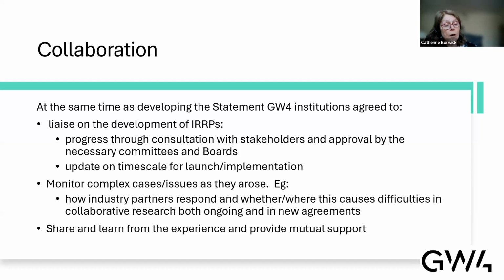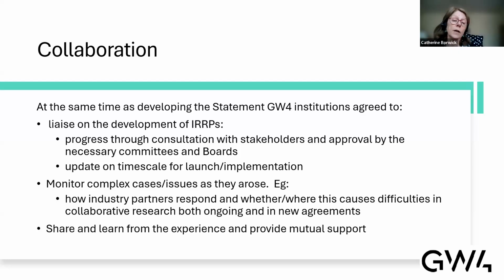So alongside this, institutions wanted to keep liaising on the development of their policies and the progress of those policies through consultation with stakeholders and approval by the necessary committees and boards, to keep each other updated on timescale for launching those policies, to monitor any issues, any complex cases as they arose.